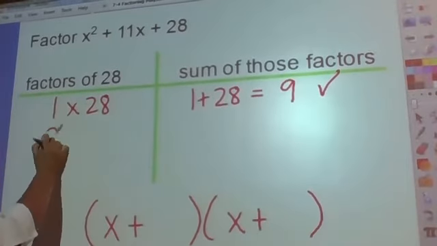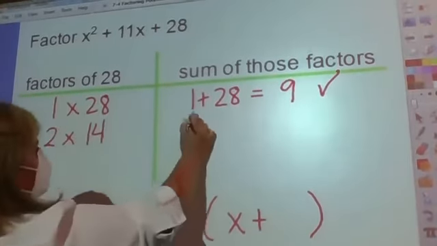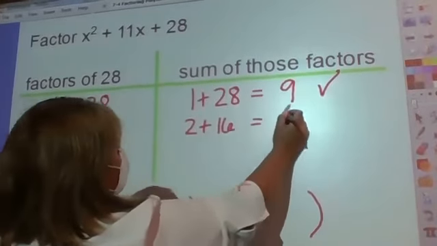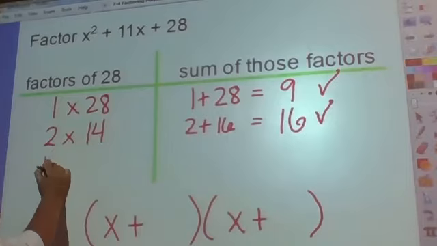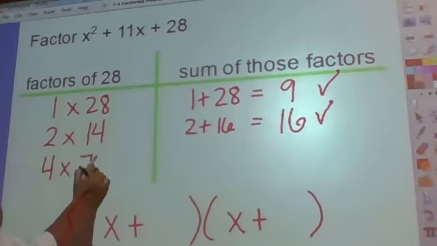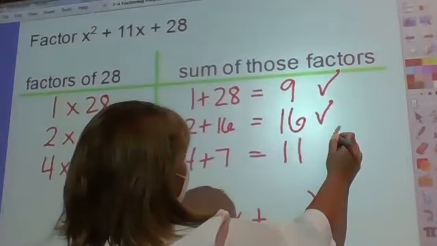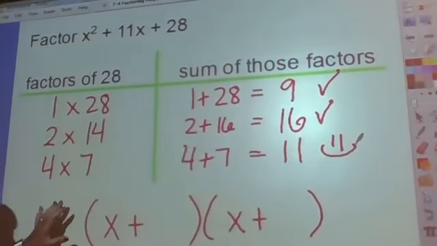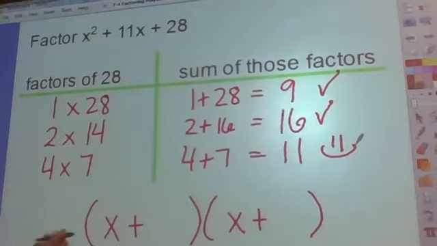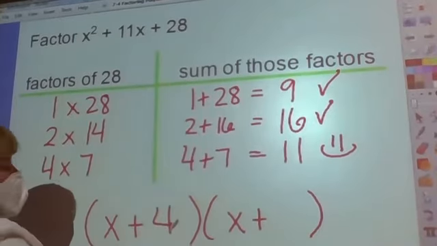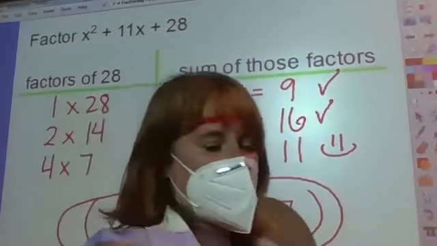So let's move on to 2 times 14. So 2 plus 14 is 16, that will not work. So the next two would be 4 times 7. Well, what's 4 plus 7? 11. Winner, winner, chicken dinner. So all I do is plug those in to this: x plus 4 times x plus 7. Congratulations, we just factored. That's it.